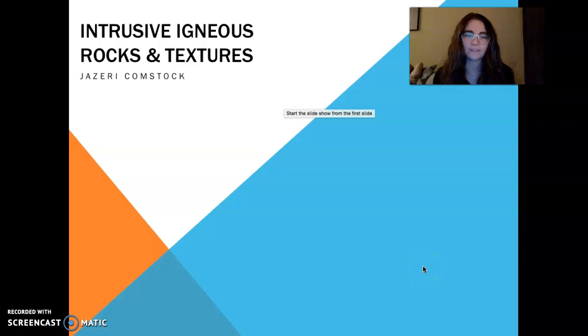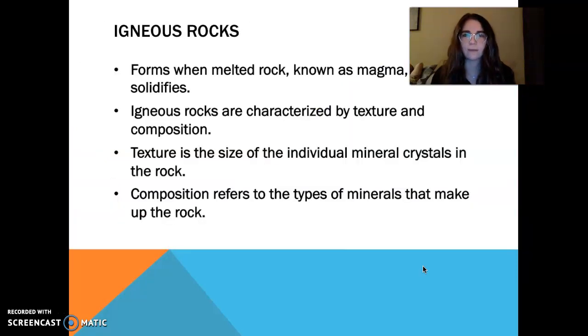Hey everyone, for our midterm review I wanted to go over the intrusive igneous rocks and their textures. So for starters, what is an igneous rock? Well, they're formed when melted rock, also known as magma, cools and solidifies. Igneous rocks are characterized by their texture and composition. The texture is the size of the individual mineral crystals in the rock, and the composition refers to the types of minerals that make up the rock.